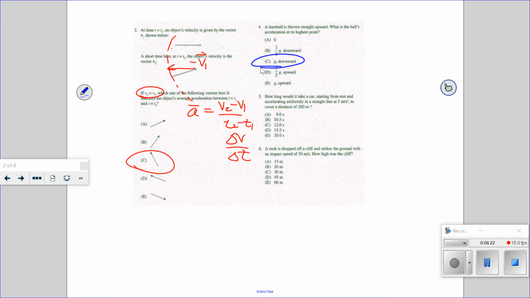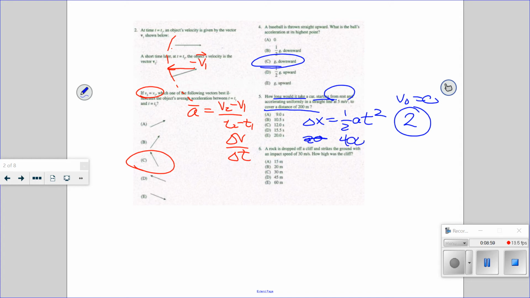A car starts from rest, accelerates uniformly in a straight line. How long would it take to cover a distance of 200 meters? Oh, it starts from rest. Okay. Delta x equals 1/2 at squared. That's my equation number 2, x equals x0 plus v0t and so on, where v0 equals 0. My acceleration was 5. So I have 200. Actually, I would write 400 because it's easier, equals 5t squared. So t is the square root of 80, which is about 9.